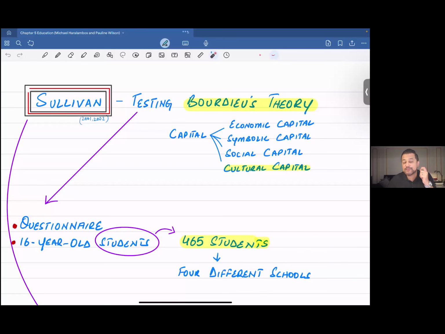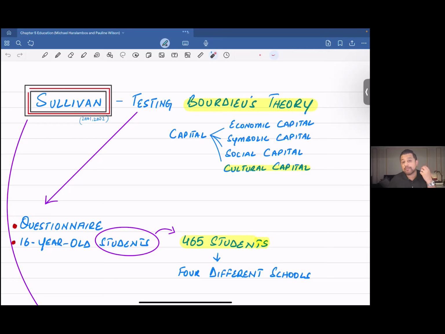Let's discuss Sullivan's work on her evaluation, on her scrutinizing, on her trying to gauge the theory of cultural capital that was put forward by Pierre Bourdieu. Now, about Bourdieu, the French sociologist, he believed that an individual's capital plays a very important role in terms of influencing his or her educational attainment.